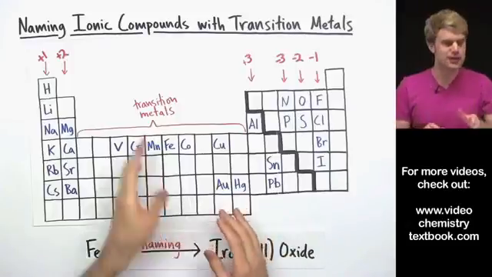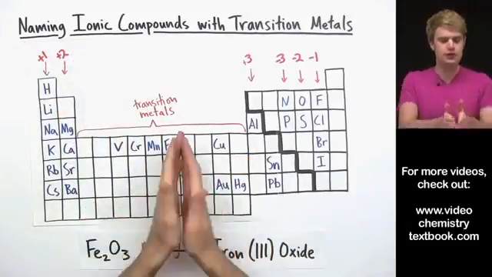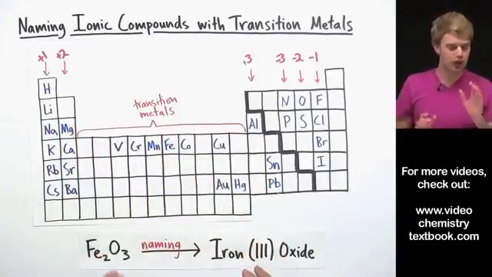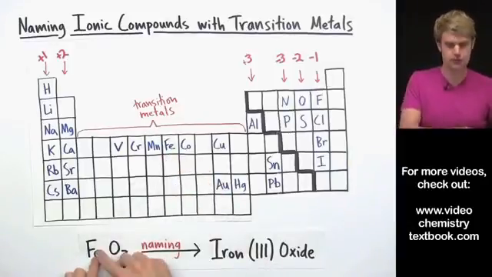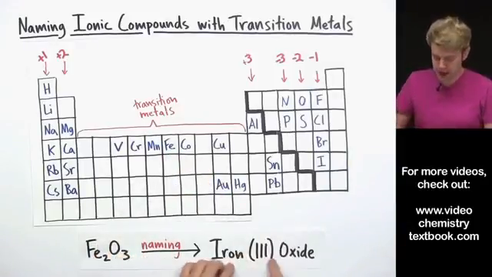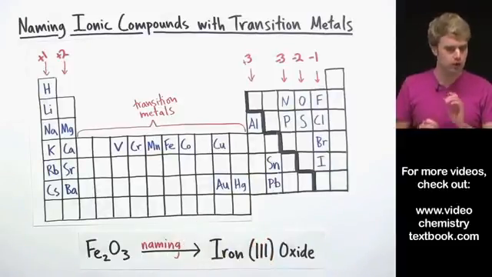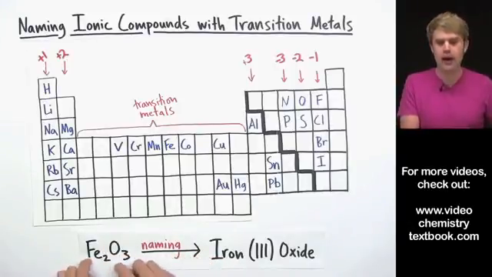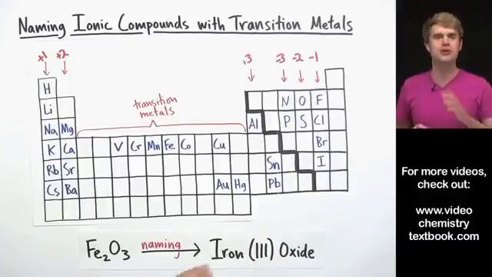This is an introduction to naming ionic compounds with transition metals. The transition metals are the elements in this part of the periodic table, and when we write the name for an ionic compound that contains transition metals, those names usually have Roman numerals in the middle of them. So in this video, we'll learn how to take the formula for a compound that contains a transition metal and how to write the name for it with Roman numerals and everything.